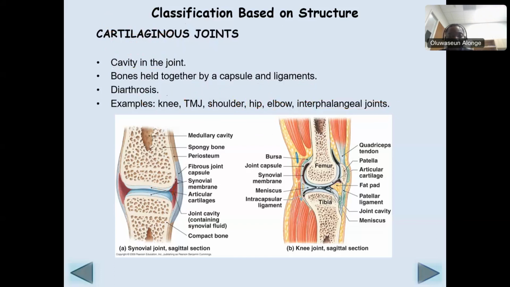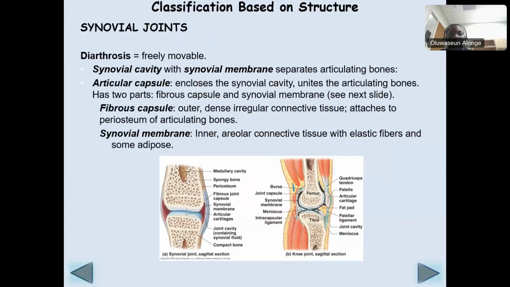All right. So we say that synovial joints are a kind of diarthrosis because they allow very free movement. And we say that is the only joint that has cavities. Then synovial cavity is what is there. Then it will be surrounded by synovial membrane. And the purpose of the synovial membrane is to secrete the serous fluid, the synovial fluid, into the cavity.